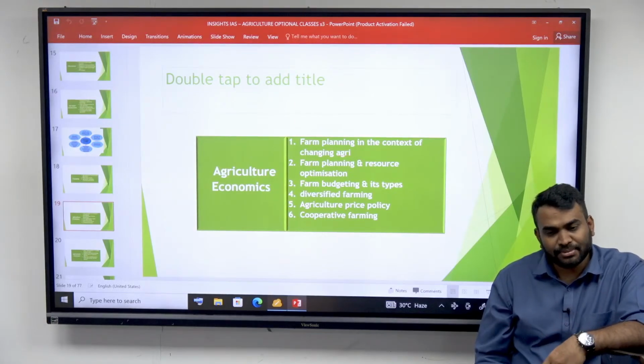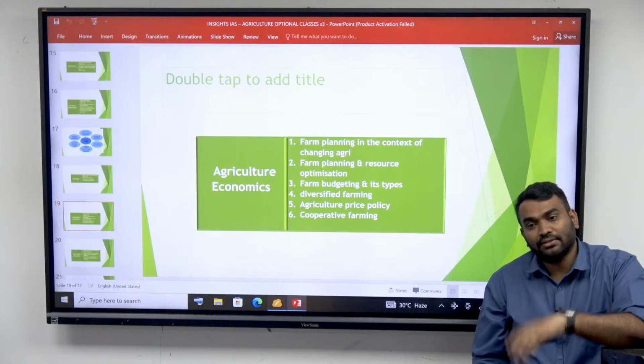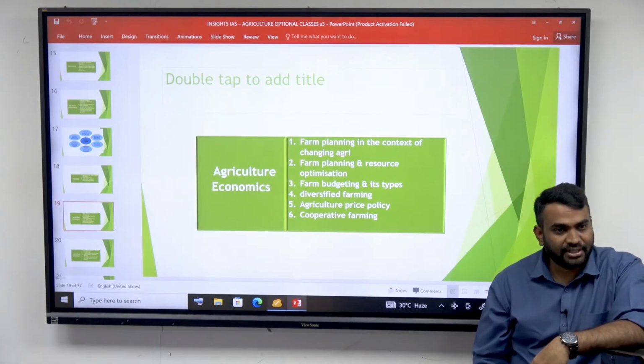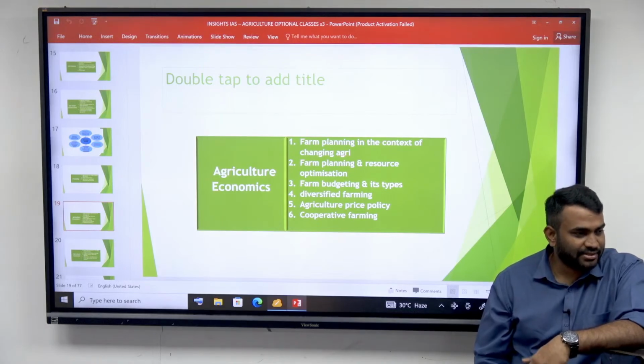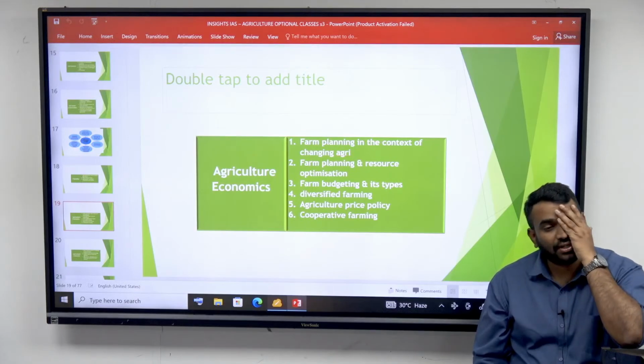And there is another formula called C2, that is called comprehensive cost. Now there is a popular demand that CACP, that is Commission on Agricultural Costs and Prices, should consider this C2 formula, where even the interest foregone will be considered.